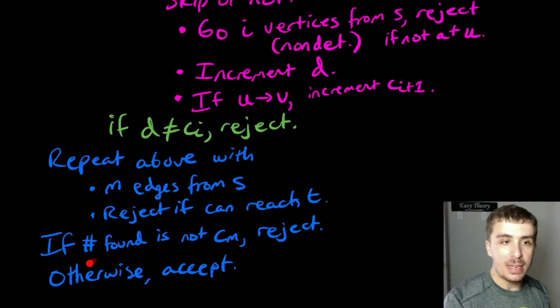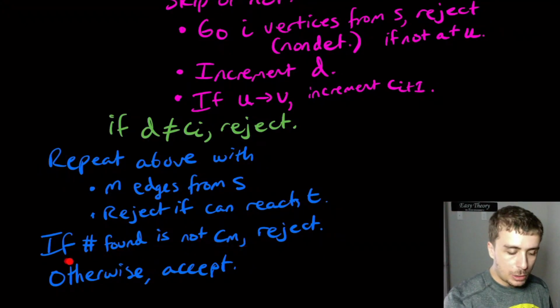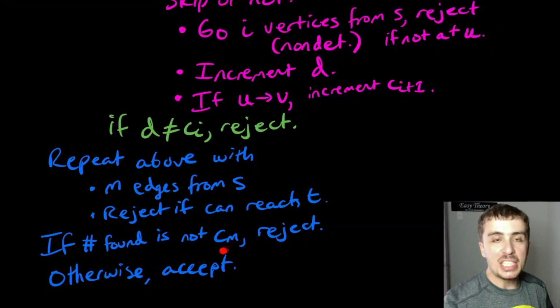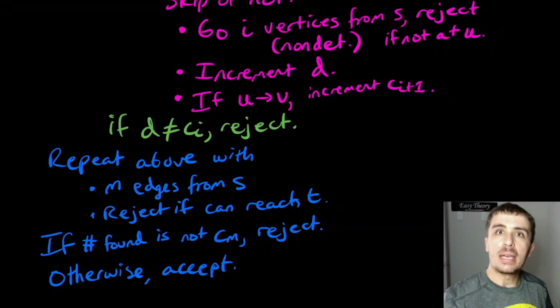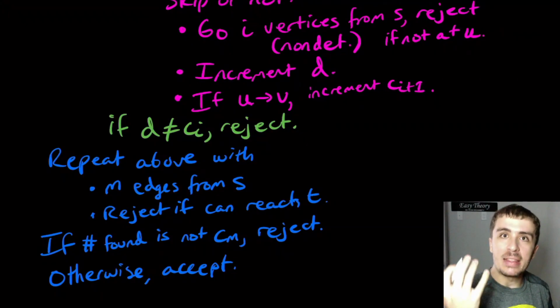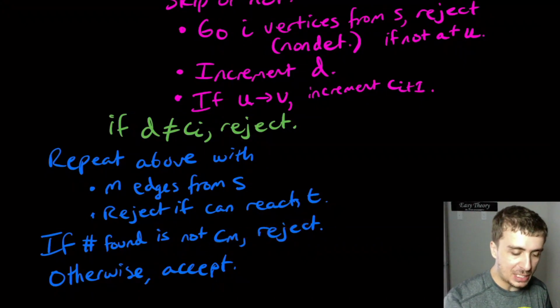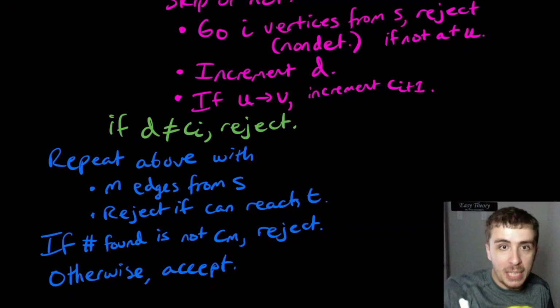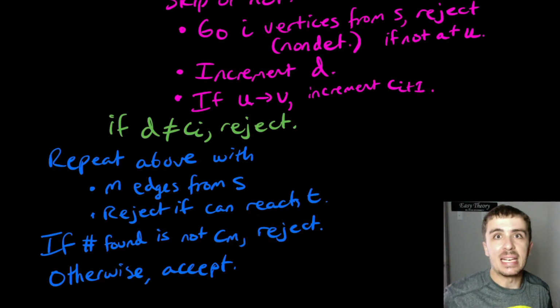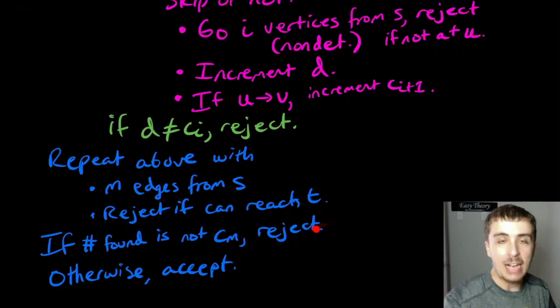And if the number that is found is not exactly that number, so if the number that is found is not Cm, I enforce that we reject. Why this? Because I want to make it so that the non-deterministic machine is forced to make choices. If we didn't have this, then we could just go down to the accept thing and then immediately accept, which is not what we want to do. We want to actually verify this.